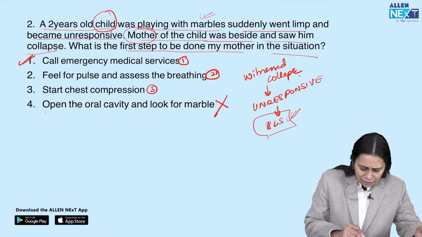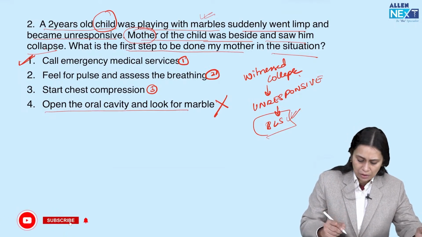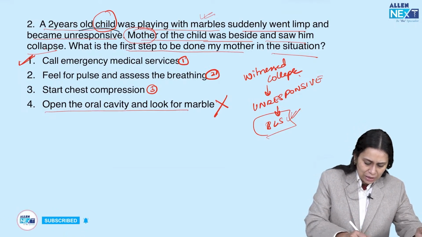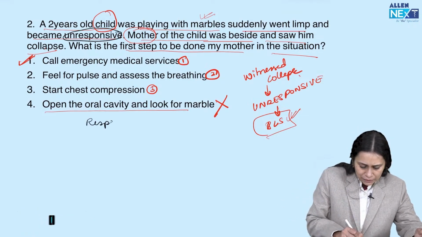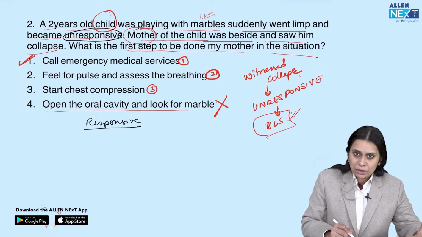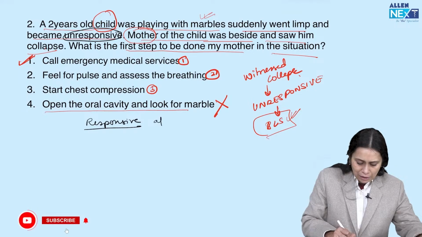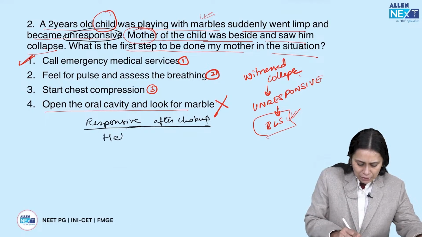Now, when can we look into the oral cavity for the marble? If the child is responsive. Here, the child was unresponsive, so we go for BLS. If the child is responsive and we think the child has choked on something, the same case but the child is responsive, then we go for the Heimlich maneuver.